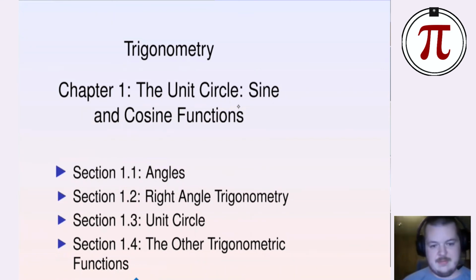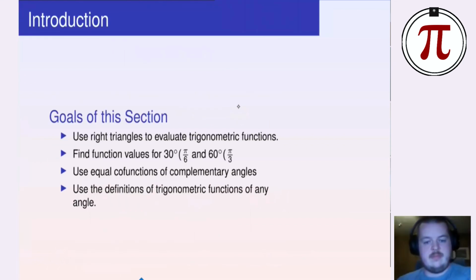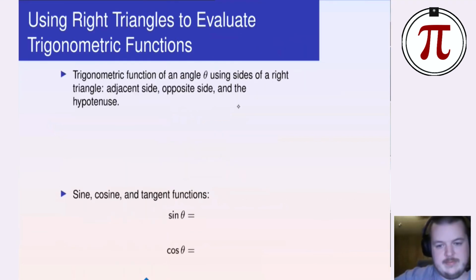Move on to section 1.2, right angle trigonometry. The goal for this section is to use right angles to evaluate trigonometric functions, like sine, cosine, and so on. Find the function values for 30 degrees and some special angles, use equal cofunctions of complementary angles, and use the definition of trigonometric functions of any angle. Okay, so now let's consider this one.